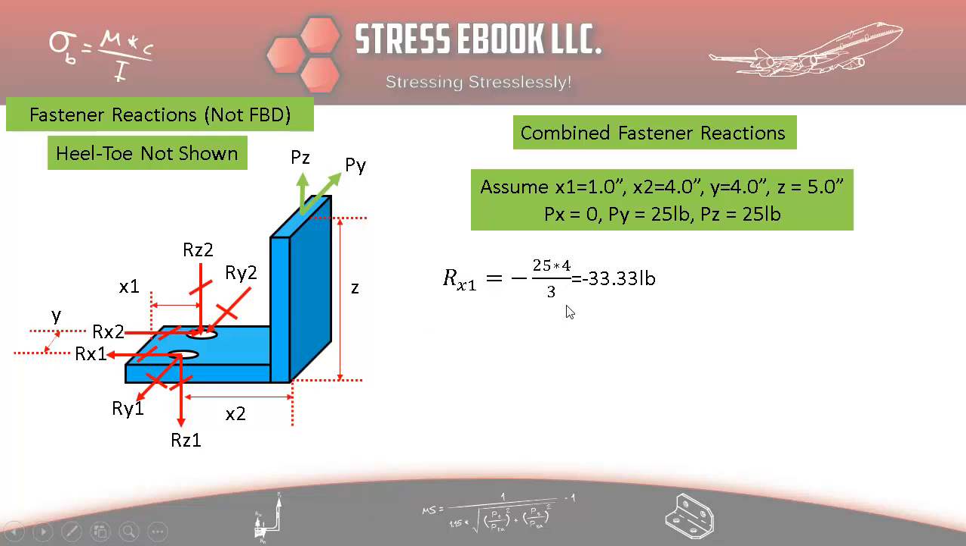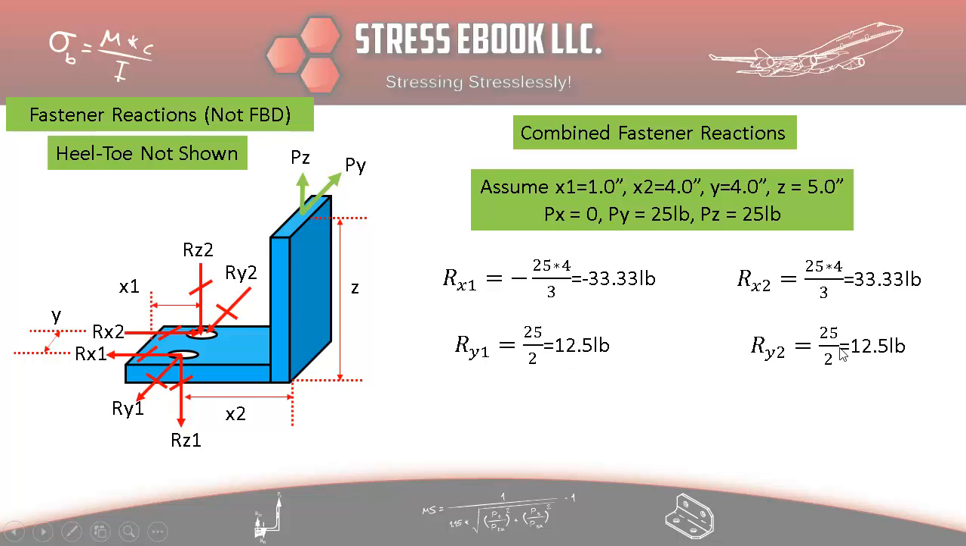Rx1, we substitute the numbers and we get negative 33.33 pounds, going to the left here. Rx2 is the same number but positive, going to the right. Then we have Ry1, which is half of the applied Py, but Ry1 and Ry2 both should be negative. I don't have the signs here, I don't know why, but I should have put them here as negatives.